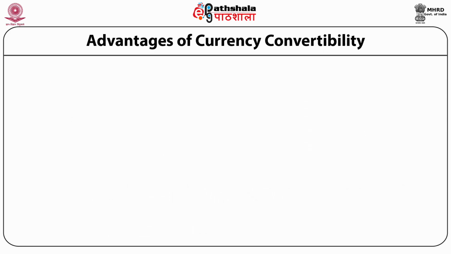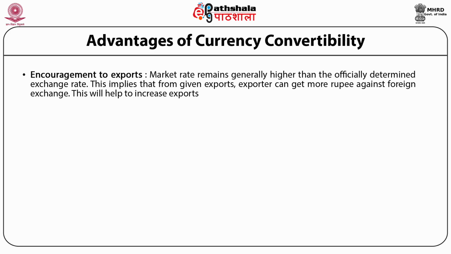Let's talk about the advantages of currency convertibility. The first one is encouragement to exports. Market rate remains generally higher than the officially determined exchange rate. This implies that from given exports, the exporter can get more rupees against foreign exchange. This will help to increase the exports.